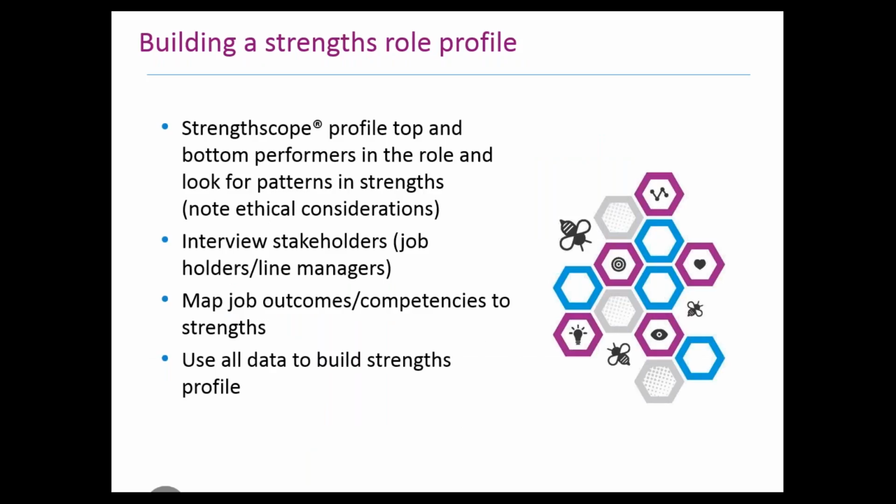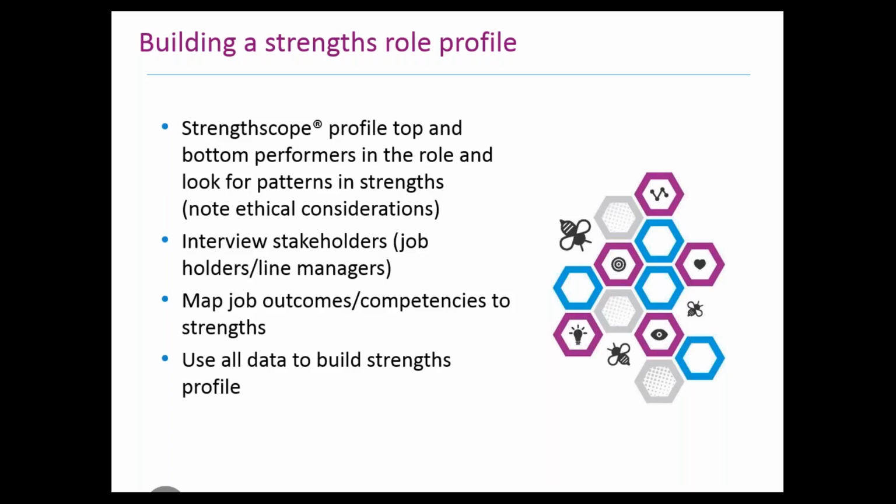And one of the things that you can do in order to build that strengths role profile, and again, as with any role profiling process, any job analysis process, be it traditional or new and different, you want to gather data from a variety of different angles. And we would suggest that a Strengthscope profiling process will help add to that list of evidence that you're building up about the particular role. So one option that we've used successfully is to Strengthscope profile the high performers in an existent role and the lower performers in that role, and look for patterns, look for differences in the strengths profiles of each of those.